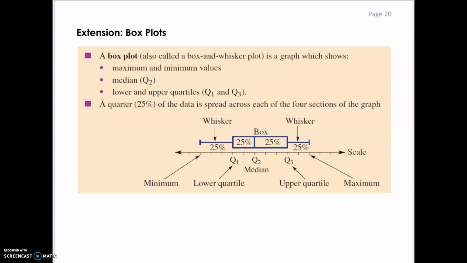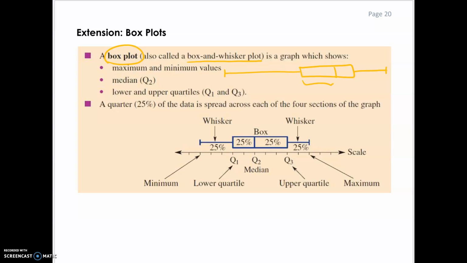Okay, we're on page 20 of your booklet and we're talking about box plots. Now keep in mind, in the last video I said they're also called box and whisker plots because you have this box and it may have whiskers. We don't know how long they are, but that's the sort of shape that you've got. So you've got the box and whiskers.